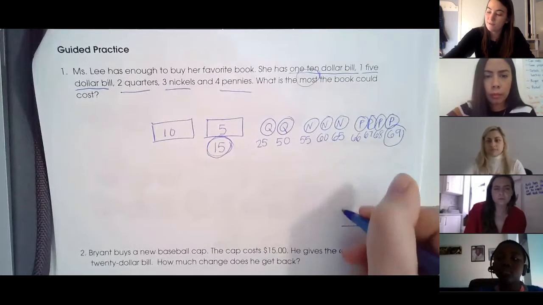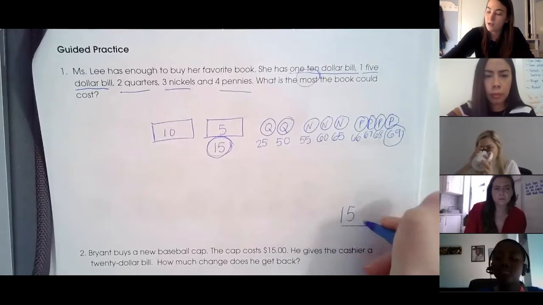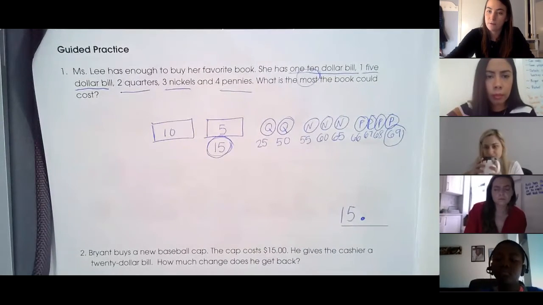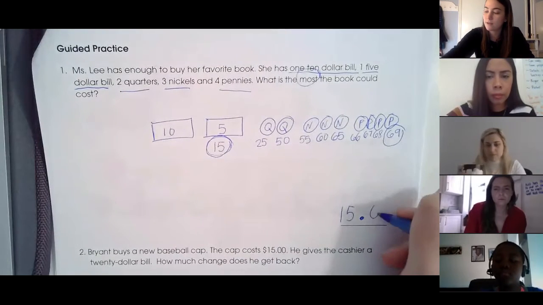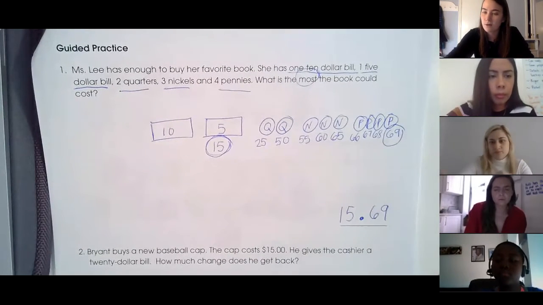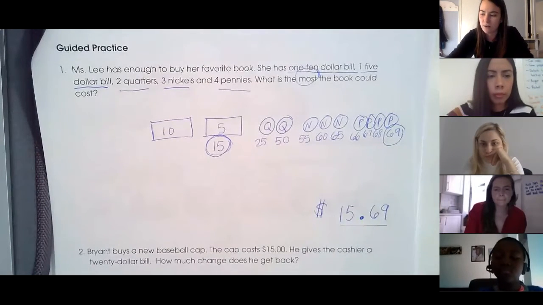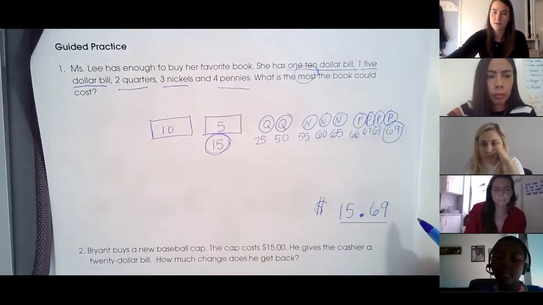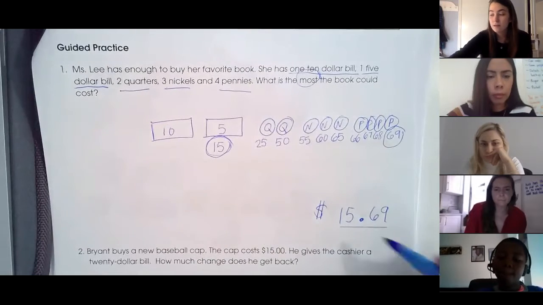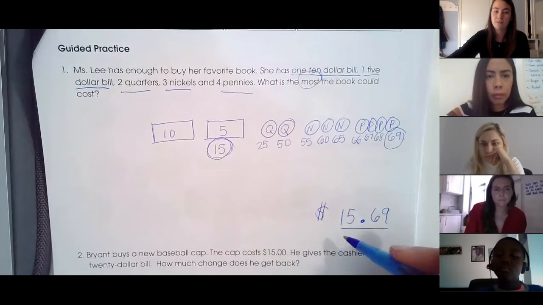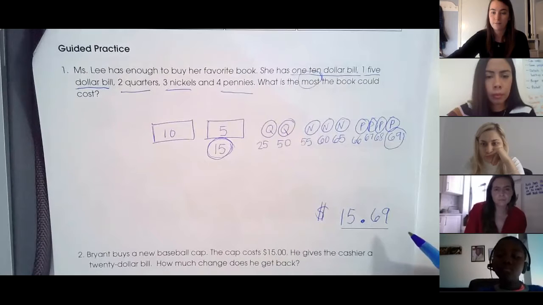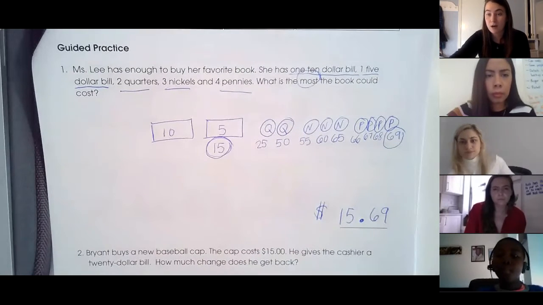Remember that the dollars go on the left side of the decimal point and the cents go on the right side. Also, I always want to make sure I'm either putting a unit or a dollar sign so I know what this number represents. So the most the book could cost would be $15.69. She could buy a book that costs less than that, then she would get some change back.